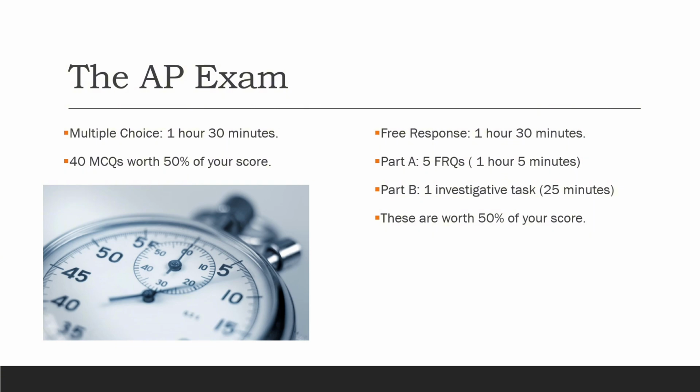Now, in part B, you have the investigative task, which is one FRQ, which is supposed to take you around 25 minutes to complete. This is the more involved FRQ, and you really don't want to keep this question till the end, because I know I did it when I took the exam, and I was really rushing to complete it. So please leave yourself time to think and to come up with good solutions for this question, and that'll help you maximize your score.